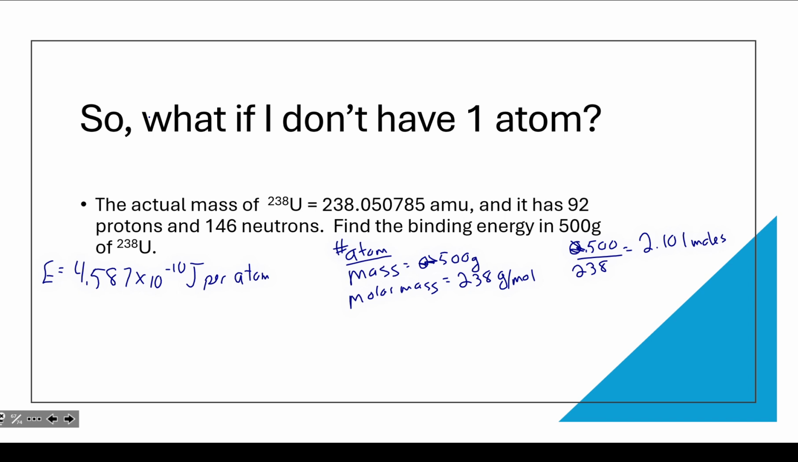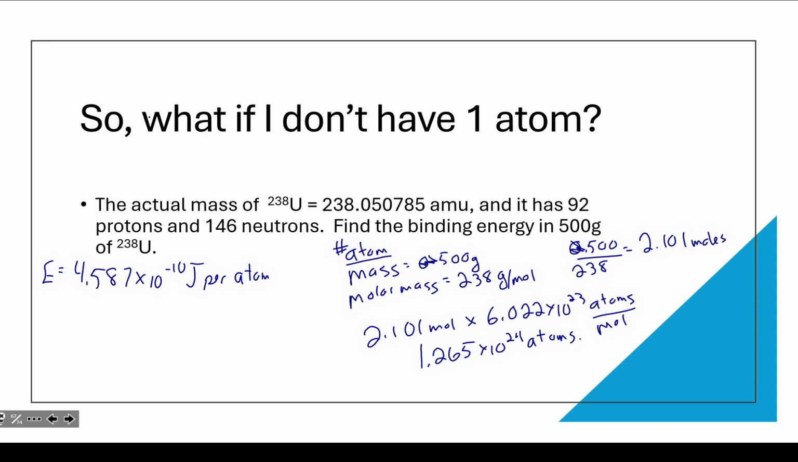Now, what does this mean? Well, 1 mole is 6.022 times 10 to the 23 particles, in this case atoms, per mole. So if I multiply those two together, I should get a total number of atoms of, up here we go, 1.265 times 10 to the 24 atoms.